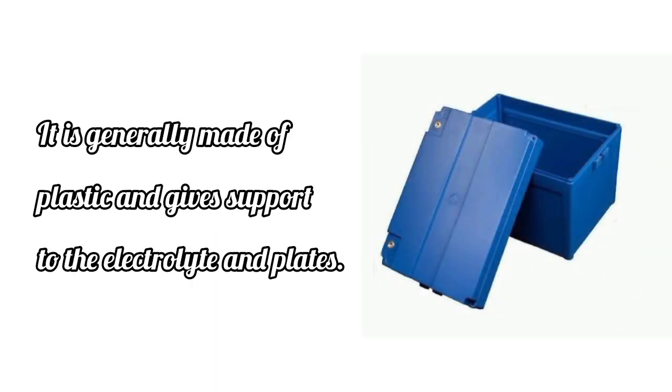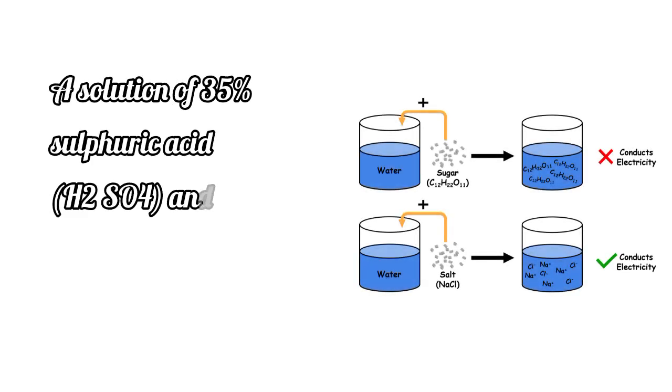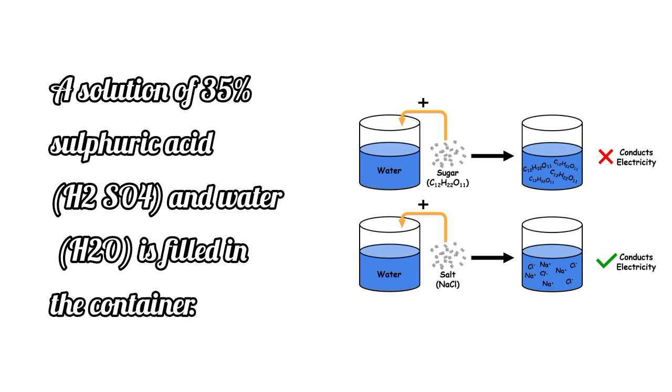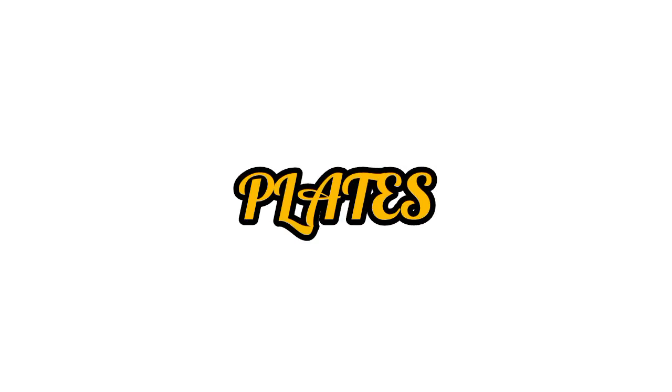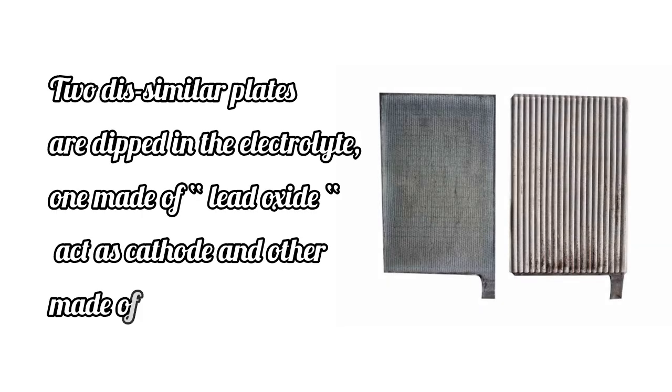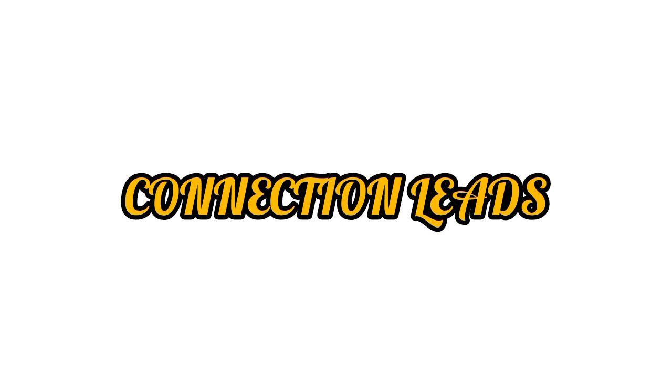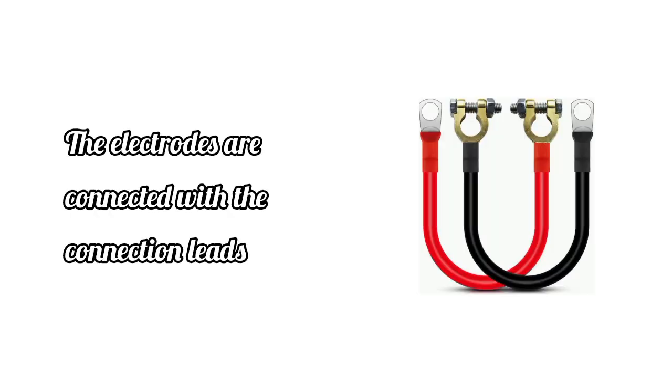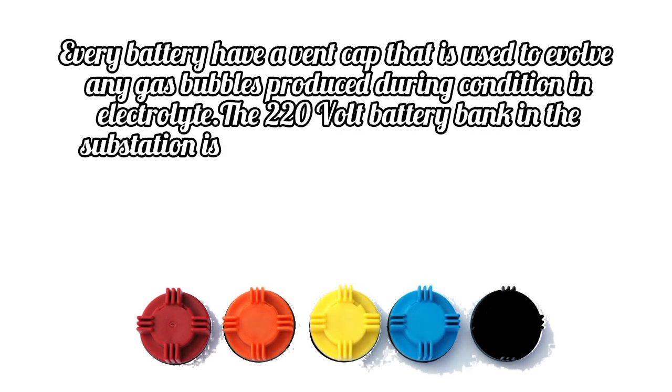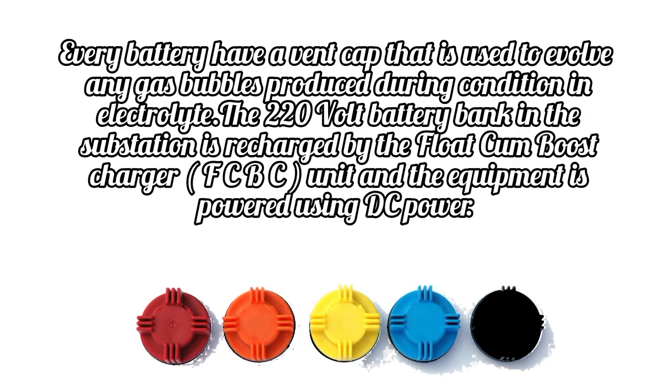Batteries have the following components. Container jar. It is generally made of plastic and gives support to the electrolyte and plates. Electrolyte. A solution of 35% sulfuric acid, H2SO4, and water, H2O, is filled in the container. Plates. Two dissimilar plates are dipped in the electrolyte. One made of lead oxide acts as the cathode and the other made of lead acts as the anode. Connection leads. The electrodes are connected with the connection leads. Vent cap. Every battery has a vent cap that is used to release any gas bubbles produced during conduction in the electrolyte.